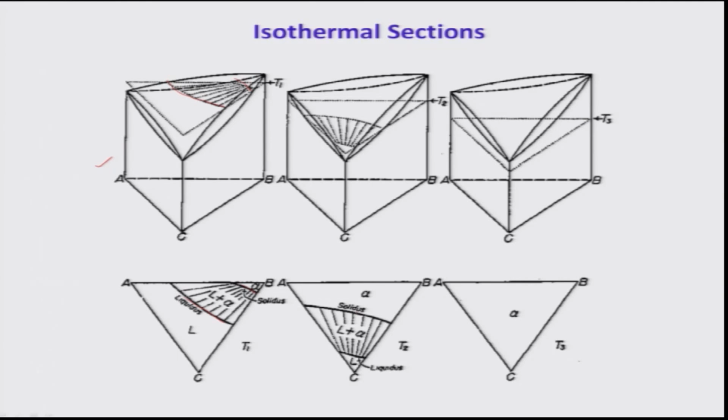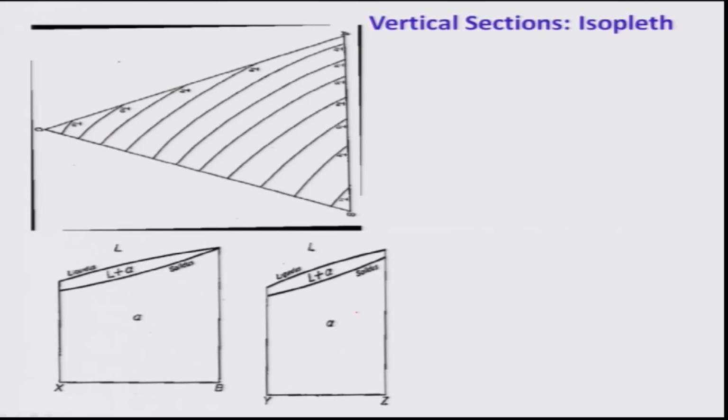And if I take a section at T3, which is much lower than the solidus curve, then I get completely only alpha, there is no 2-phase or liquid phase region. That is something I discussed with you nicely in the last lecture. Now, I have also discussed the vertical sections, correct.